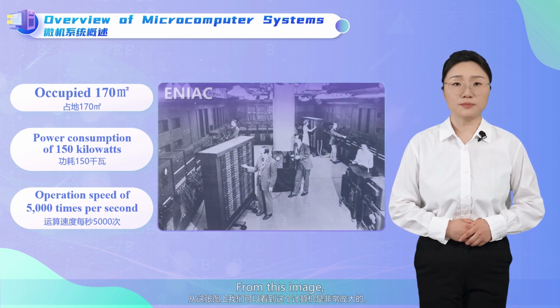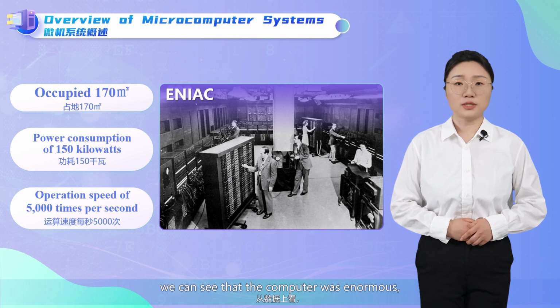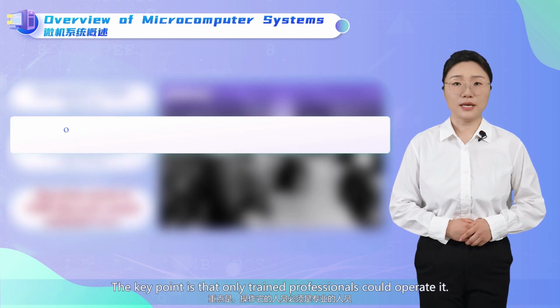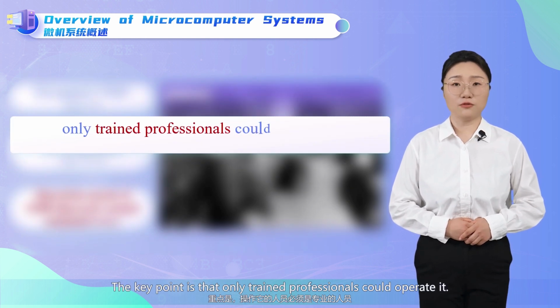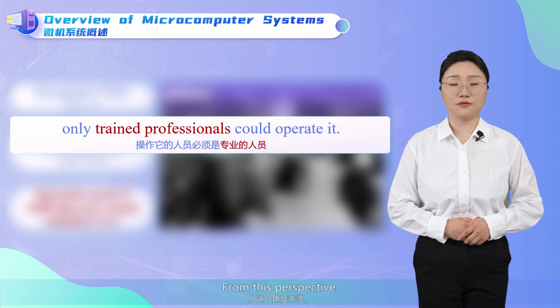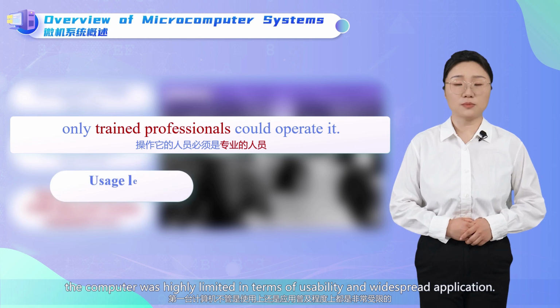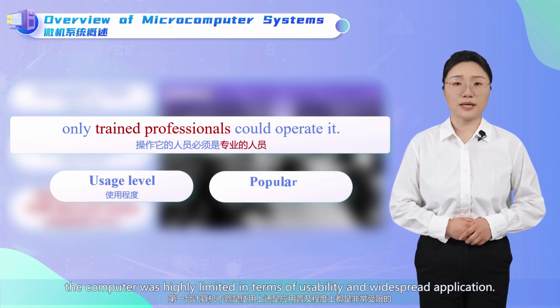From this image, we can see that the computer was enormous and based on the data, its computing speed was relatively slow. The key point is that only trained professionals could operate it. From this perspective, the computer was highly limited in terms of usability and widespread application.